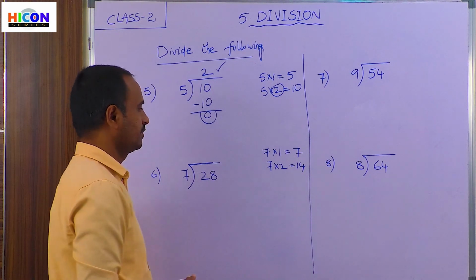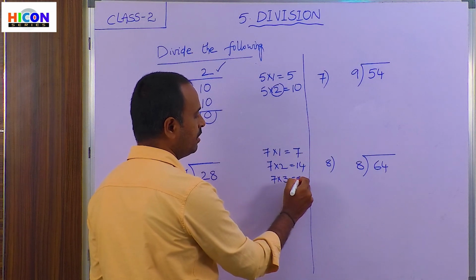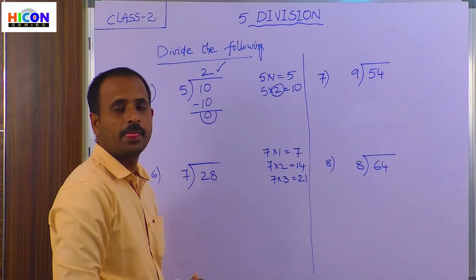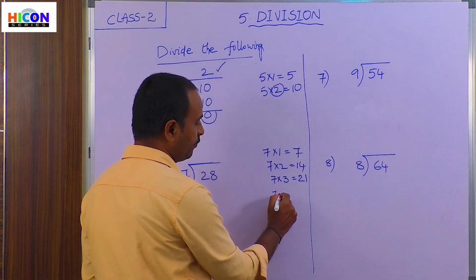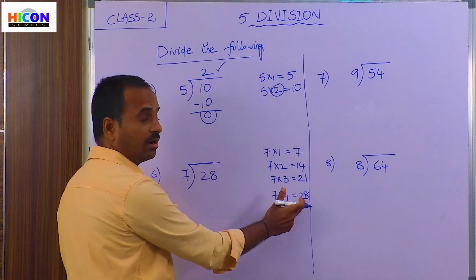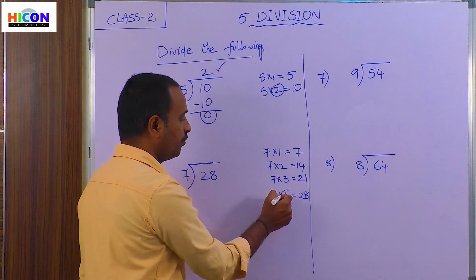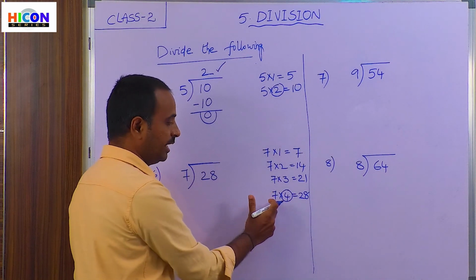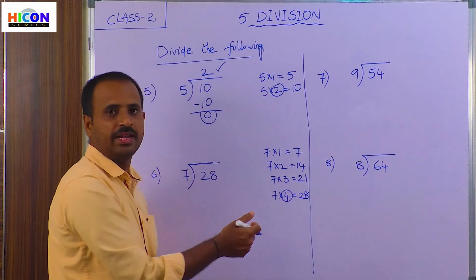So now continue this. Now take 3 times. That is 7 threes are 21. Now take 4 times. That is 7 fours are 28. So we have got the number 28 here. How many times we have to take? So 4 times. So 4 times 7 is 28. So we have to take 4 times here.